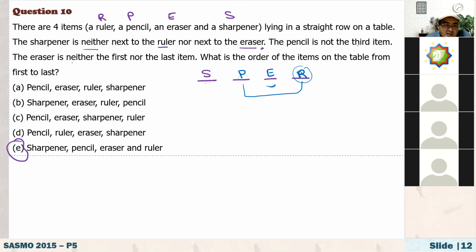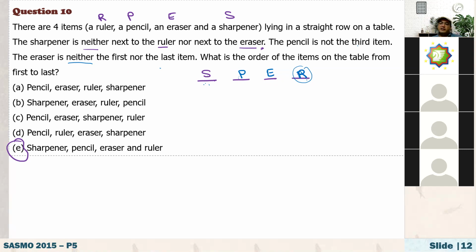And the eraser is not the first nor the last. So I cannot put it in the last one. I cannot put it in the first one. So eraser must be the third item. And the remaining item is only ruler. So ruler must be the last one. Okay, I understand.